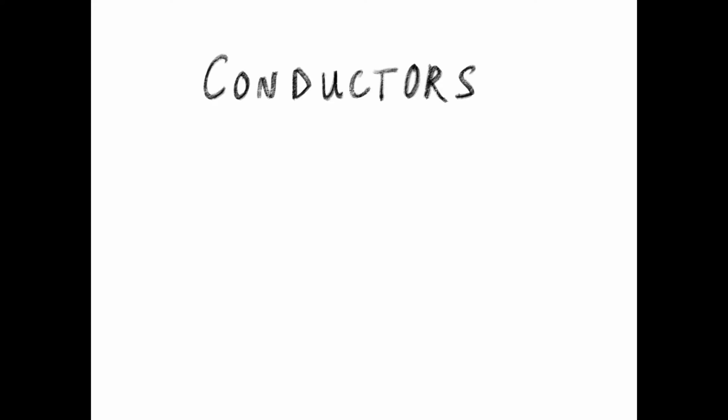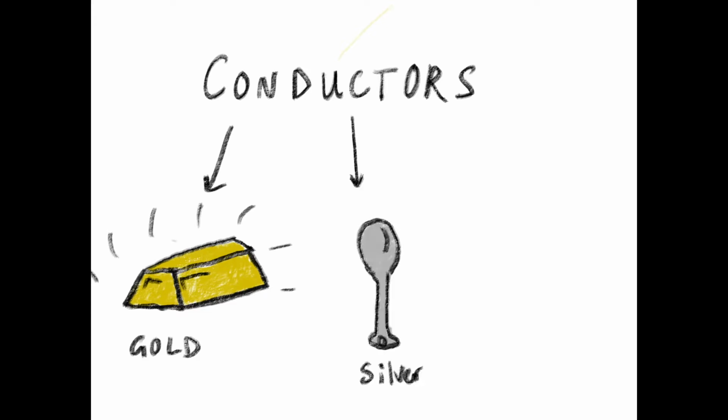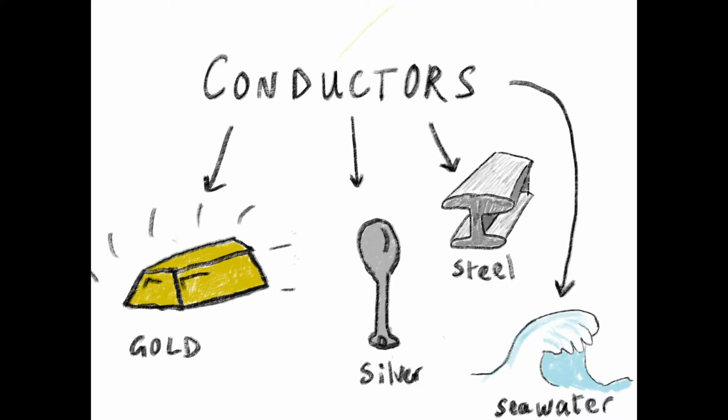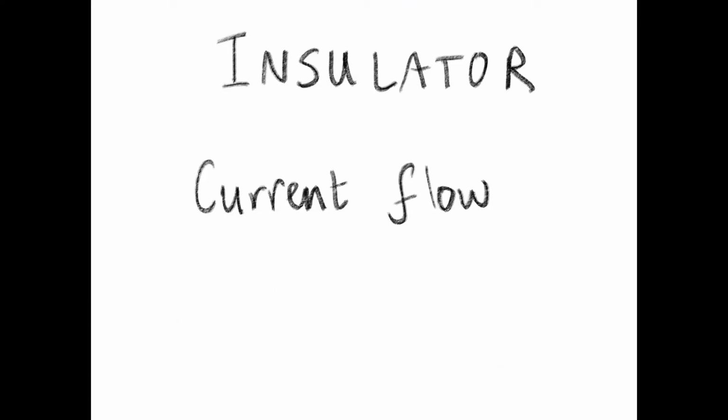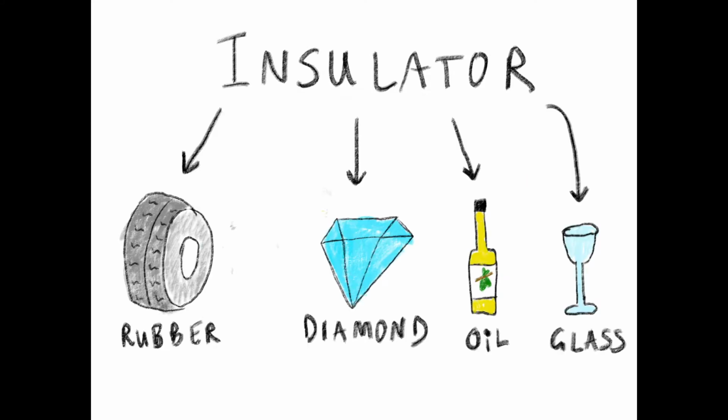We can classify materials by how well they conduct, or allow electrical current to pass through them. For example, we have conductors, which include most metals and allow current to flow through them very easily. Examples of conductors include gold, silver, steel, and even seawater. We also have electrical insulators, and electrical current can't flow through these. Rubber, diamond, oil, and glass are all examples of electrical insulators.